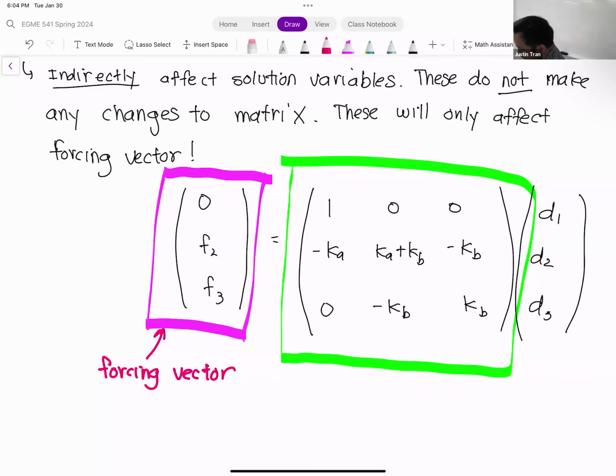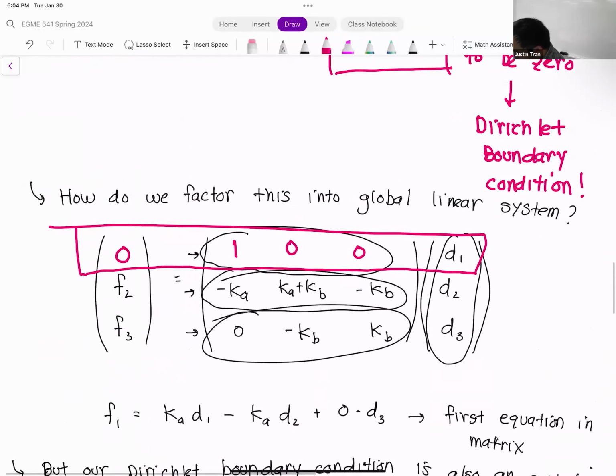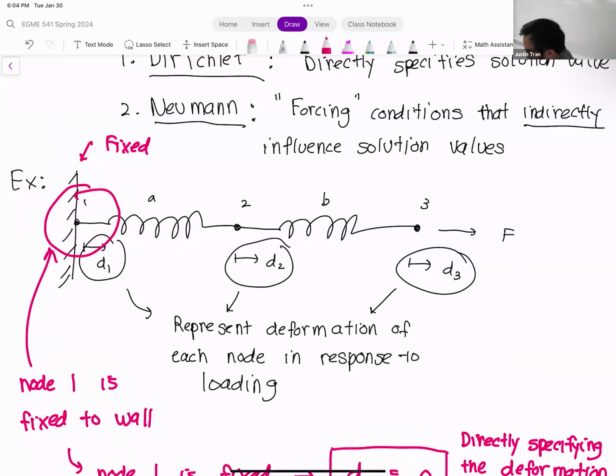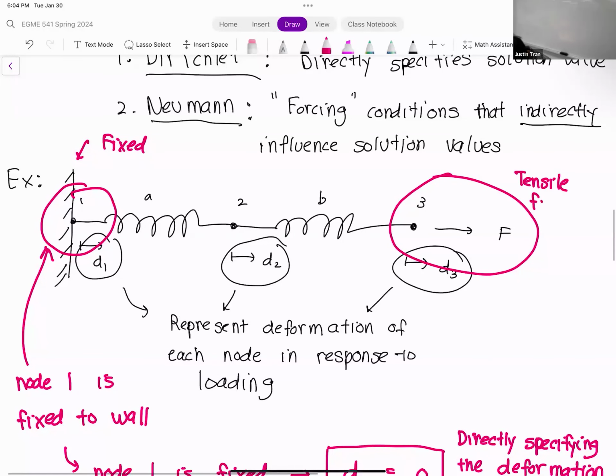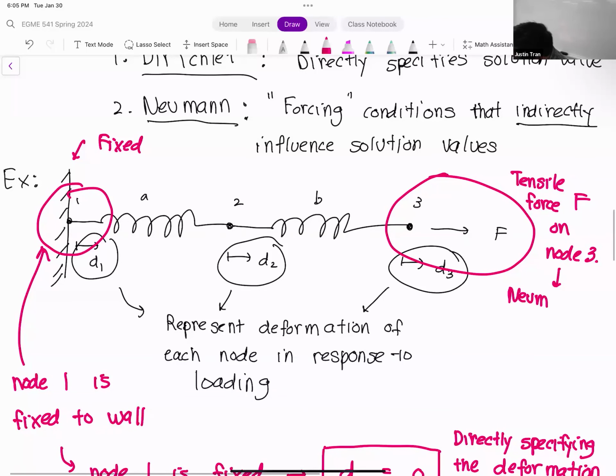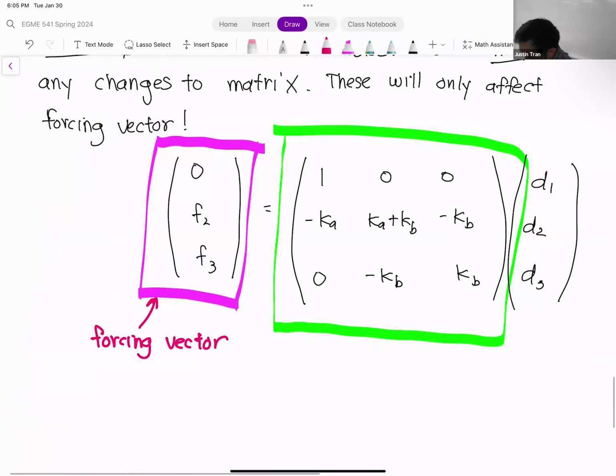Let me scroll back up to our diagram for the problem itself for the springs. The place where we have a Neumann boundary condition being applied is on node 3. According to this diagram, we're applying a tensile force F on node 3. In other words, we're applying a force F3 on node 3. So this tells us that a Neumann boundary condition is occurring on node 3. Let's come back here.